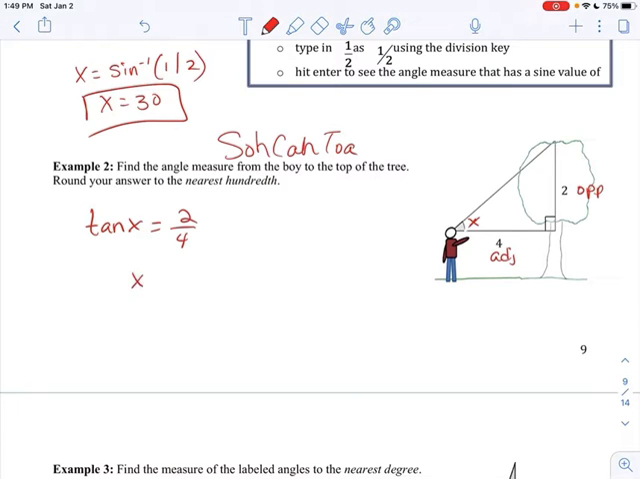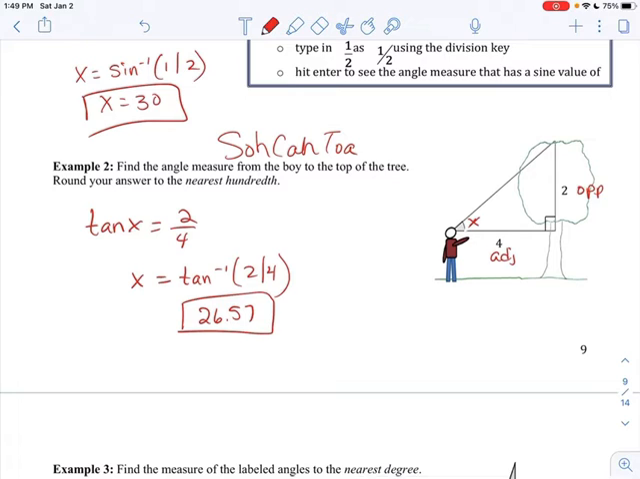Now to solve this, to get x by itself, anytime x is the angle, anytime you're trying to find the angle, you're always going to use that inverse button. So tan -1, 2 divided by 4, and that's what's going in your calculator. Second, tan, which gives you tan -1, 2 divided by 4, and that gives me 26.57 degrees.